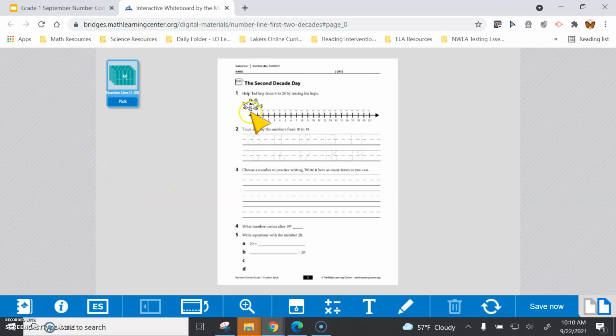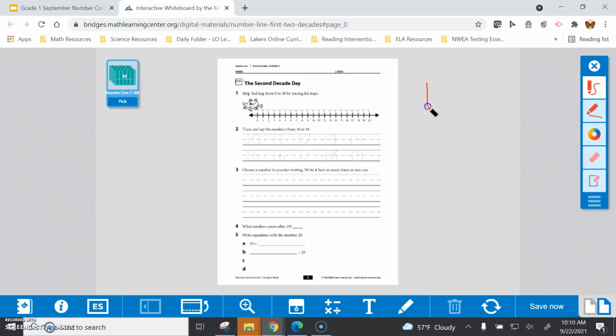Page number 5 is important because we said today was the 20th day of school. Do you realize that number 20 represents two groups of 10? 10 plus 10 equals 20. Do you know that means we've been in school for 20 days, and each group of 10 is a decade. So today is a second decade day.